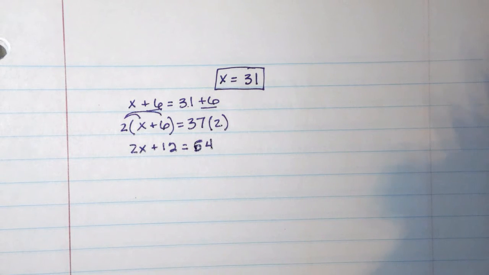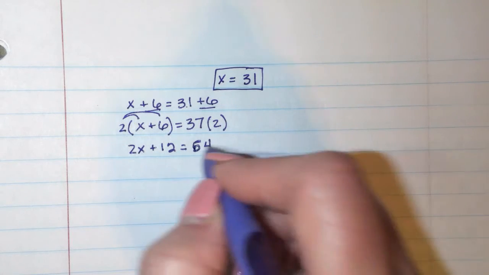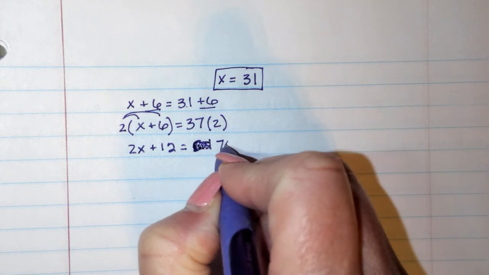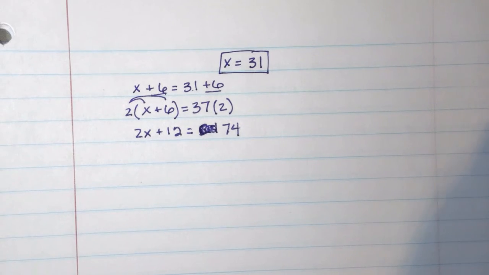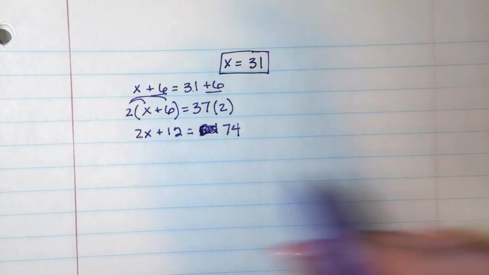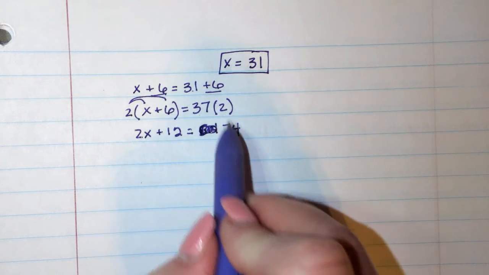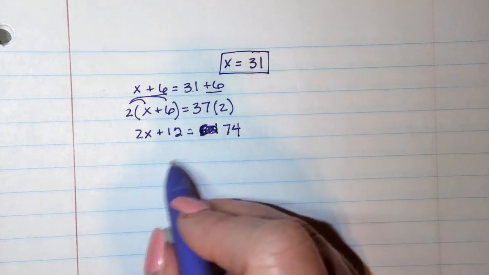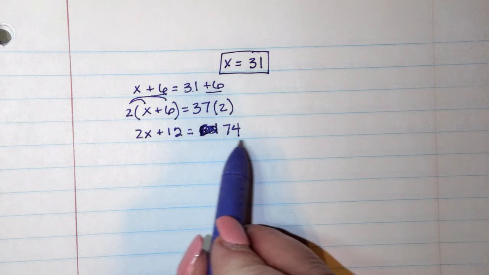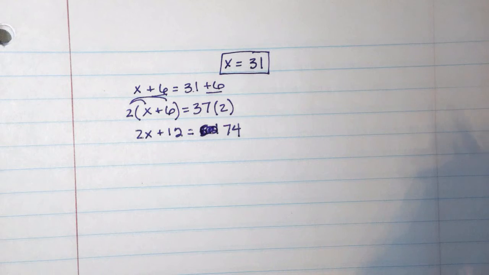64. I knew something was wrong. All right, there we go. 2x plus 12 equals, no, my goodness gracious. See, I've got to think too. That is 74. See, I know y'all missed me and all of my mistakes that I make. Okay, here we go. So, if 2x plus 12 equals 74, because 37 times 2 is 74, and 2 times x plus 6 is 2x plus 12. If I were to solve for this, I would subtract 12 from both sides, which would leave me with 62 over here, and divide by 2, which would give me 31.